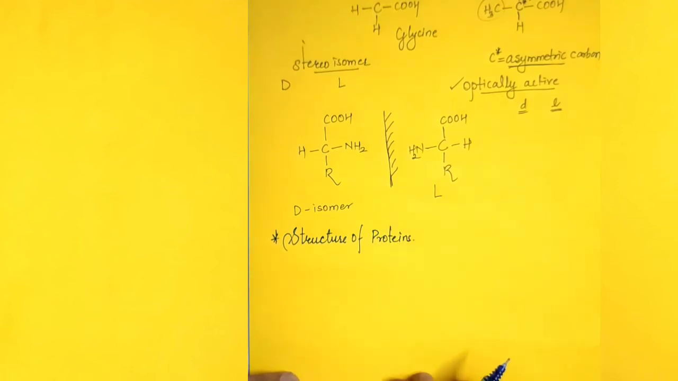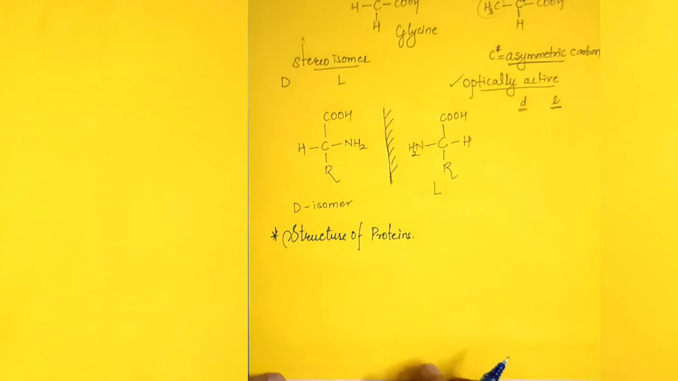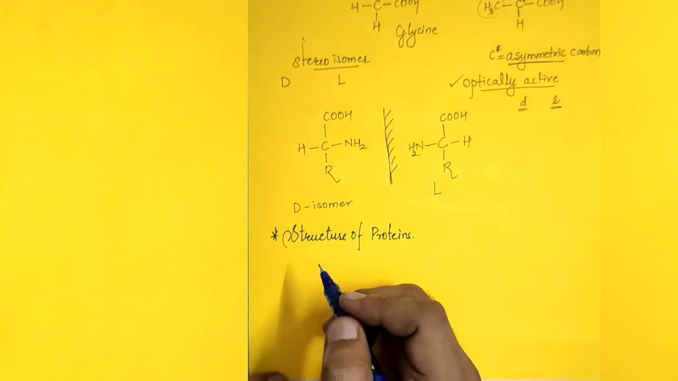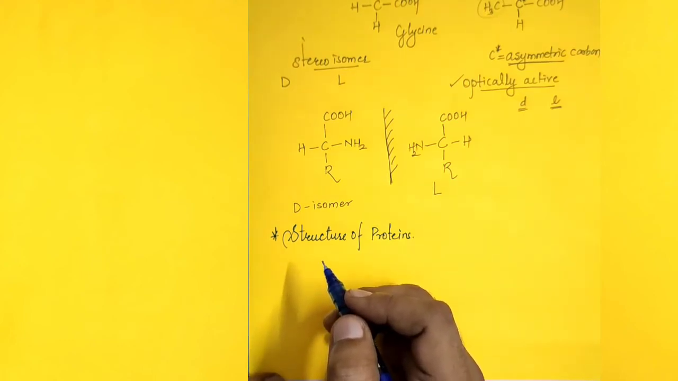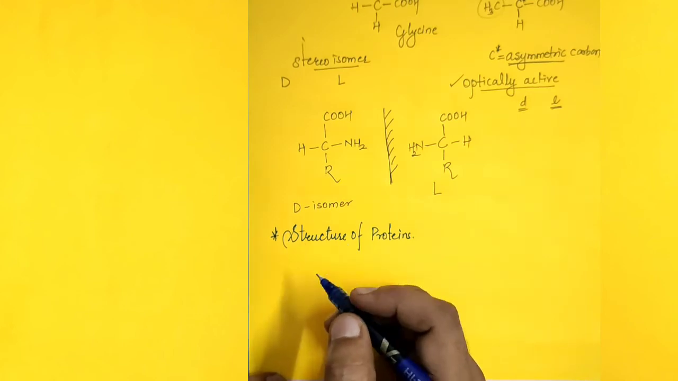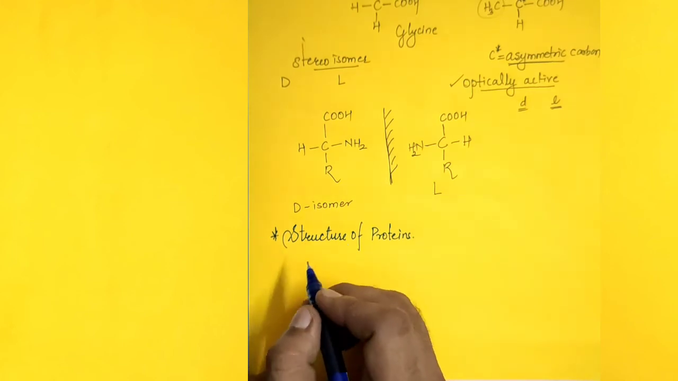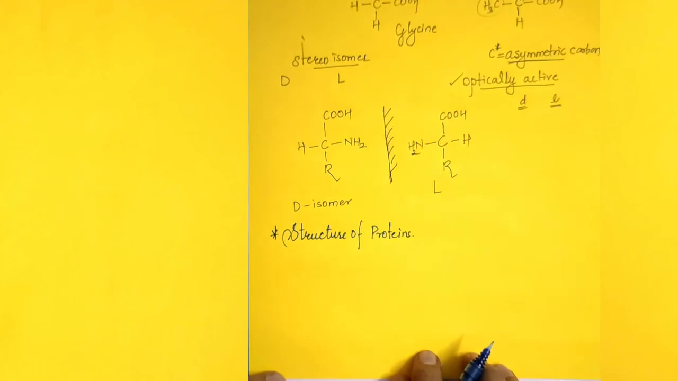Structure of protein. Now in the structure of protein, we will study first what kind of bond is present in the structure of protein. So we will see first how the structure of protein is formed.